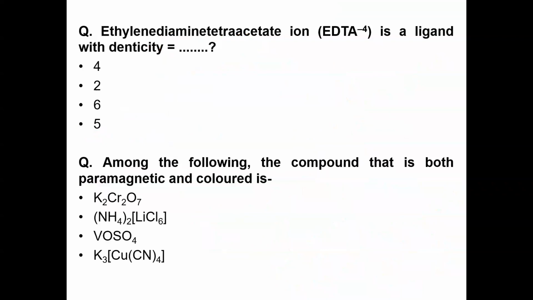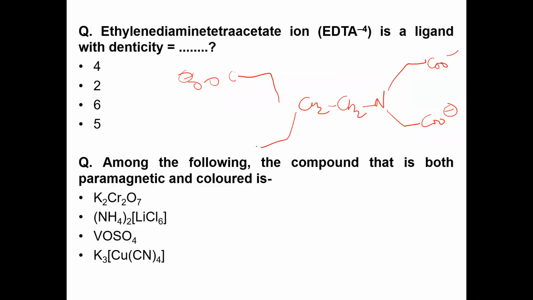The next one is ethylene diamine tetraacetate ion, basically EDTA. Okay, it is a ligand with denticity. You have to tell the denticity of this ligand. Let me just, this is the typical structure for this ligand. Sorry, this nitrogen is here.